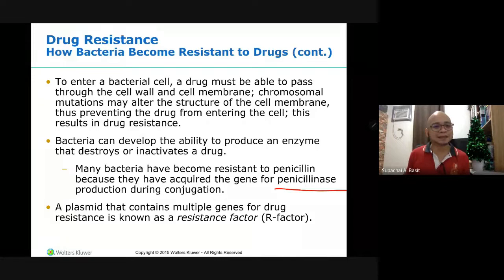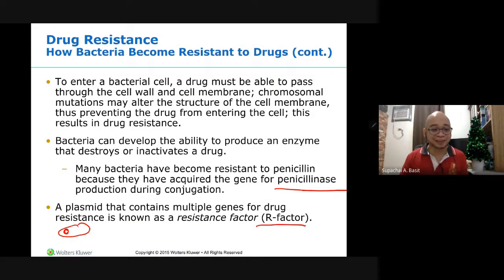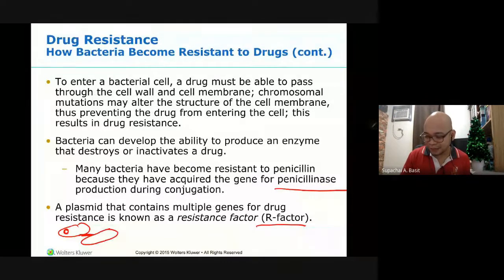So do you know that a bacteria has an extrachromosomal circular DNA called plasmid? Okay? And plasmid may contain genes such as the R factor or resistance factor. And through the process of conjugation via the sex pili, this particular plasmid can be transferred to another bacteria. So that's how a bacteria develops resistance as well. So this particular process is called conjugation.